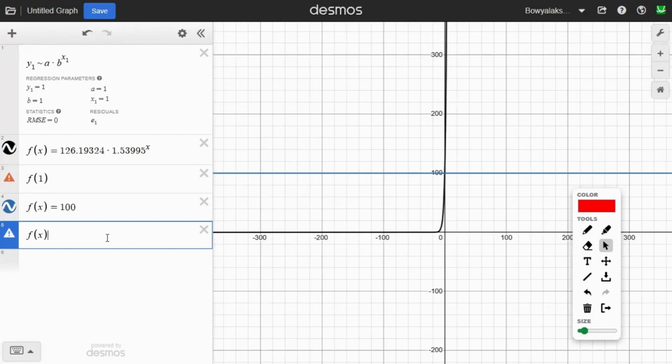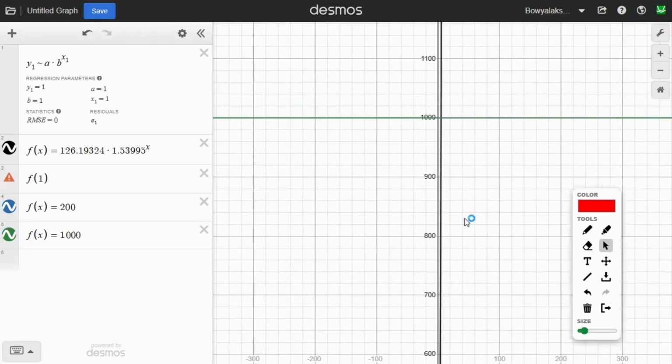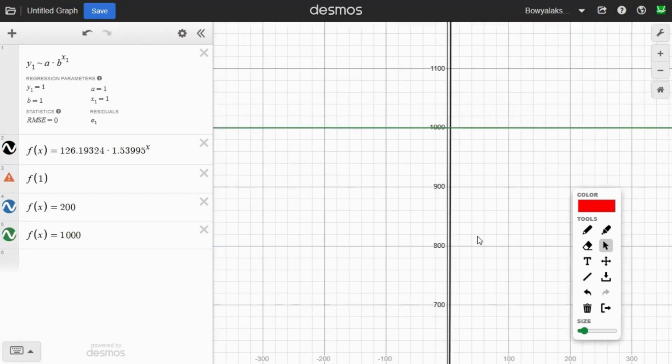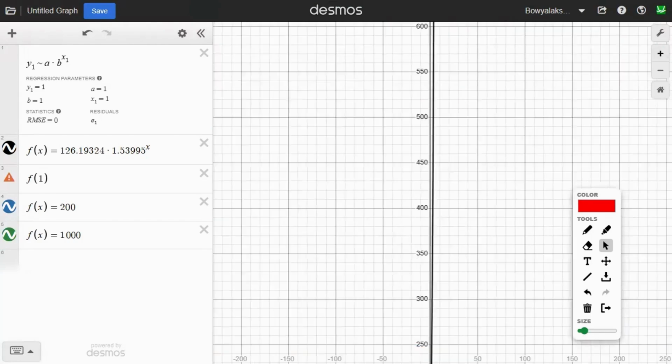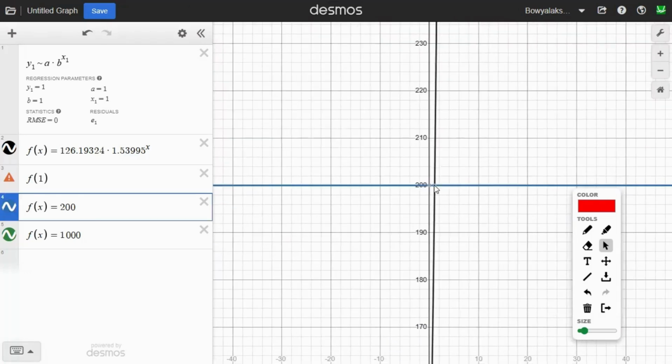And similarly, f of x is equal to 1,000 or 2,000, something we have asked. 1,000. Okay, actually it's 200. We need to check. So 200 and then f of x is 1,000. So here are our values. 1.0666 and 1,000 is 4.7943. Right? So let's go for 200 again to check whether it's correct. Yeah. So that's it. We got our values and we can present it in our thing.